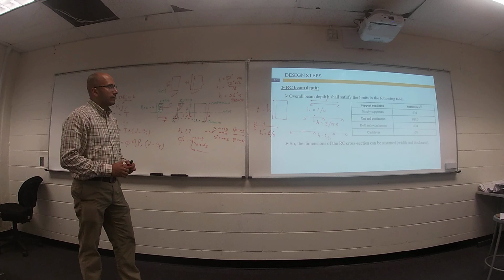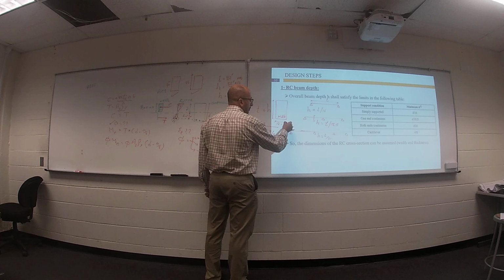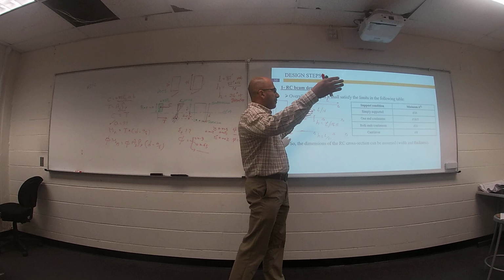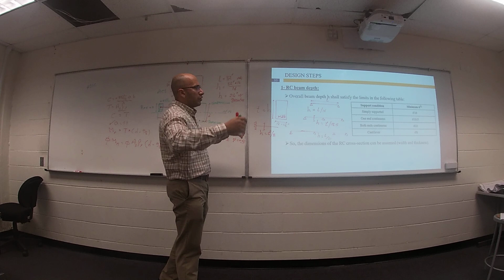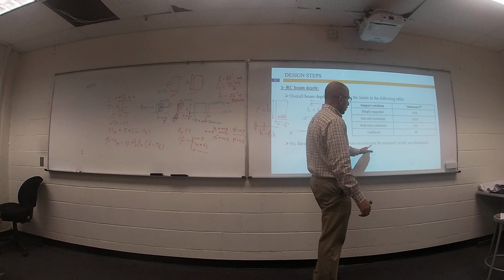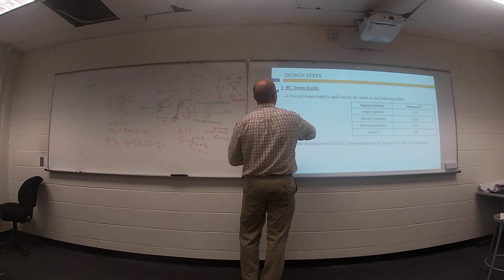So you are talking about thickness. What about the width? Actually, width you can assume between 12 and 15 inches. 12, 14, 15, in between. So right now, based on the dimension of your building, I can figure out the span of your beam. I can assume my thickness and my width. So the dimension of the reinforced concrete cross section can be assumed: width and thickness. What else? Next step. I'm talking about design steps. Next step. We decided the dimension.